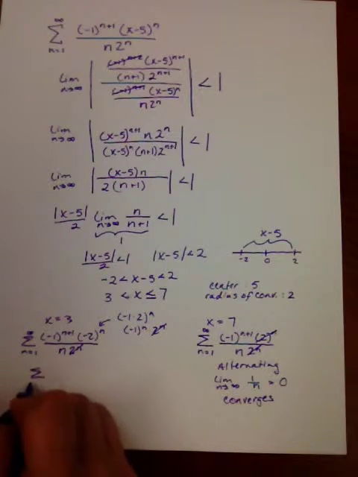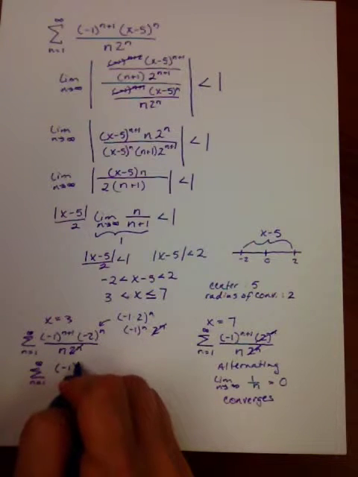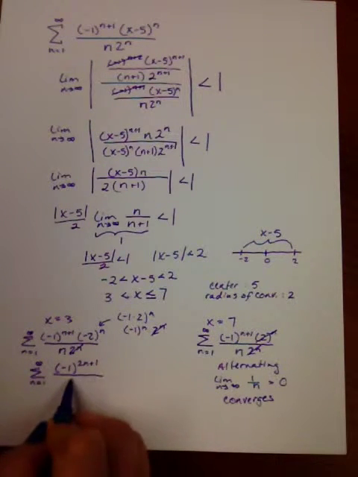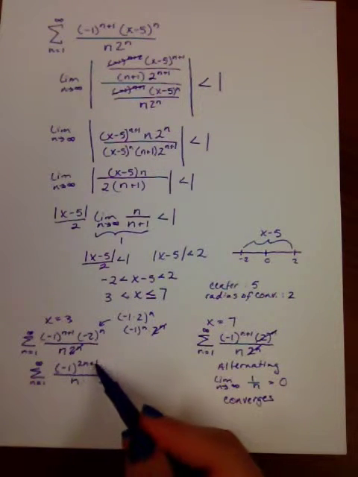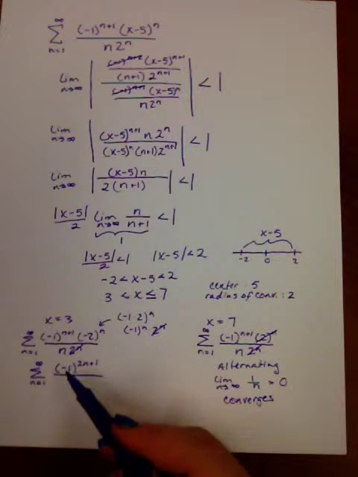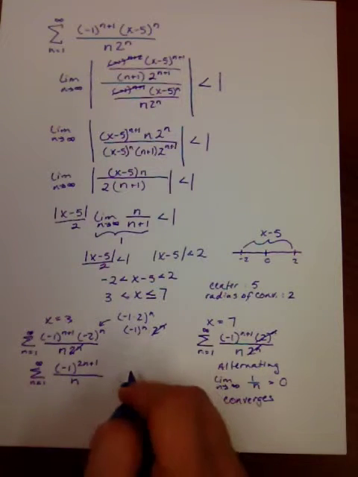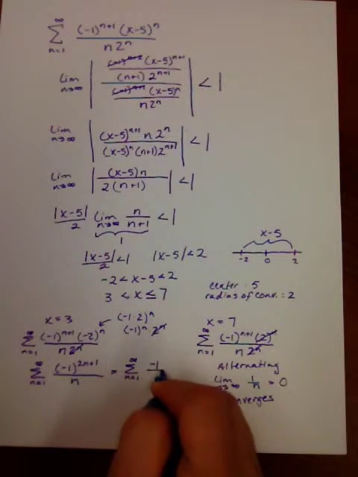So this will be the sum from n equals 1 to infinity of negative 1, and when I add the exponents, that will be 2n plus 1, divided by n. And it might appear that this is alternating, but 2n plus 1 will always be an odd number, and negative 1 raised to an odd power is always just negative 1. So this is really equal to the series from n equals 1 to infinity of negative 1 over n.